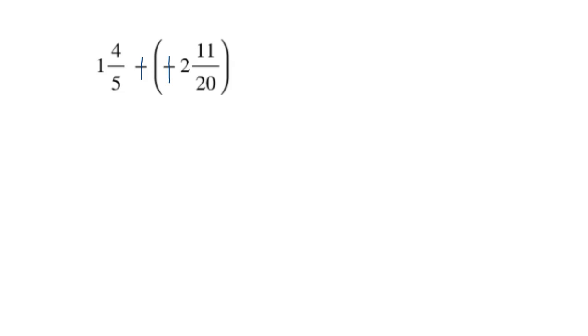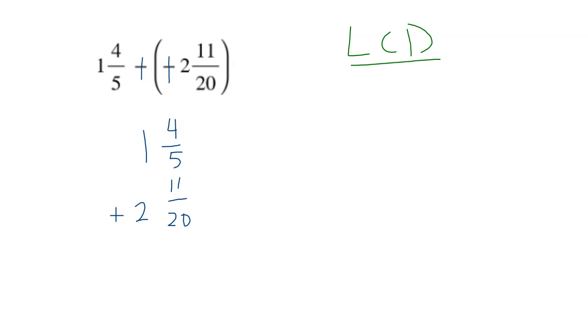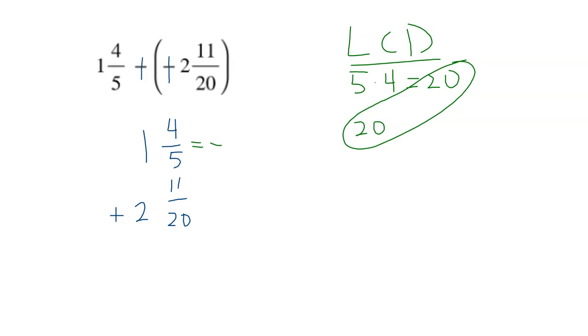So what I'm going to do is change this to an addition problem. We got 1 4/5 plus 2 11 over 20. So the first thing we're going to do, just like we did in the last problem, is get our LCD. LCD, least common denominator. So what do 5 and 20 both divide into? Well, 5 times 4 is 20. So 20 will be the LCD. So sometimes you don't need to multiply both, just need to multiply one. So we're going to change both of these into fractions over 20.